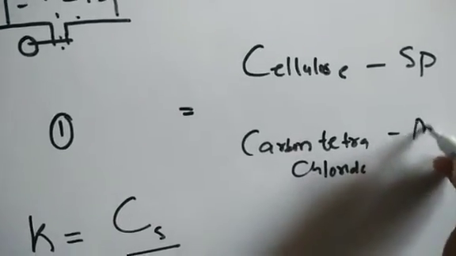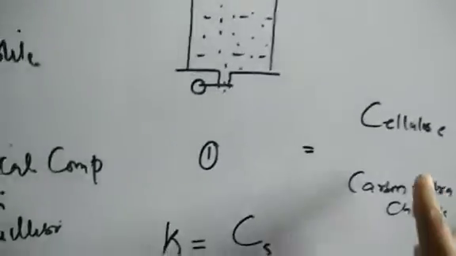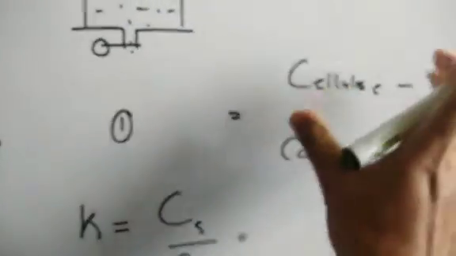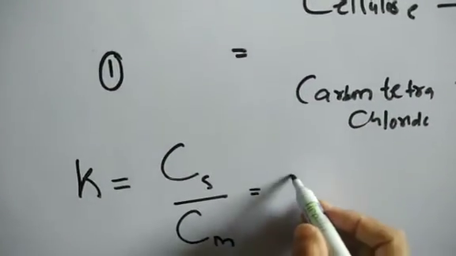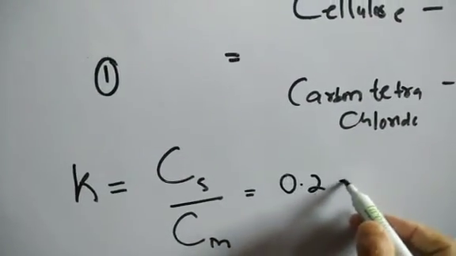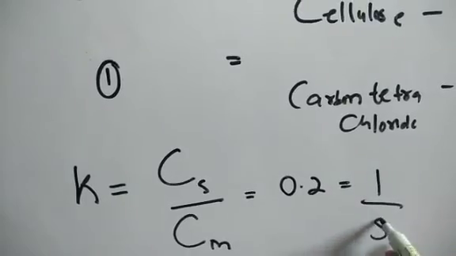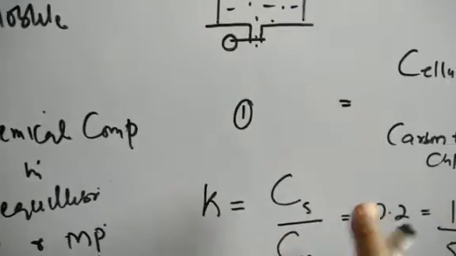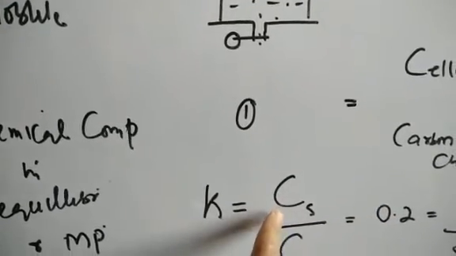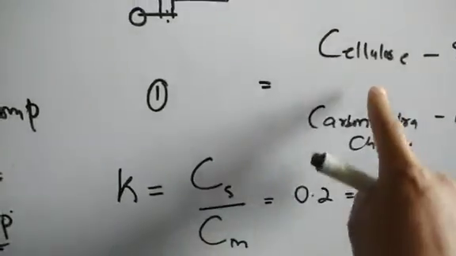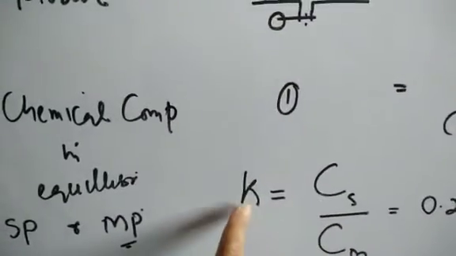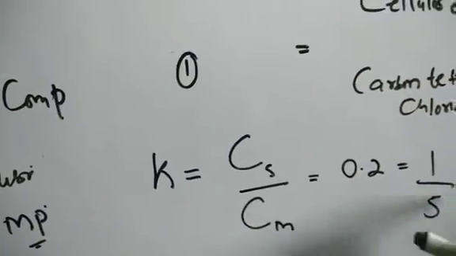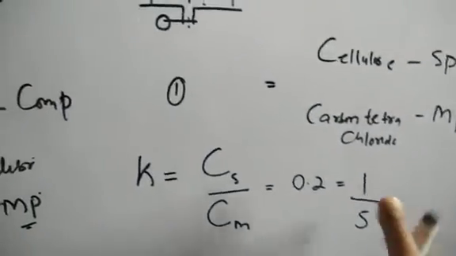So this is our mobile phase. Now let us say we have calculated K for this chromatographic stationary phase and mobile phase system as 0.2. That means it is something like 1/5. Right? So this means, if we talk about the relative concentration of that chemical component, in the cellulose it is 1, and in the carbon tetrachloride it is 5. So 5 parts in the carbon tetrachloride, 1 part in the cellulose.